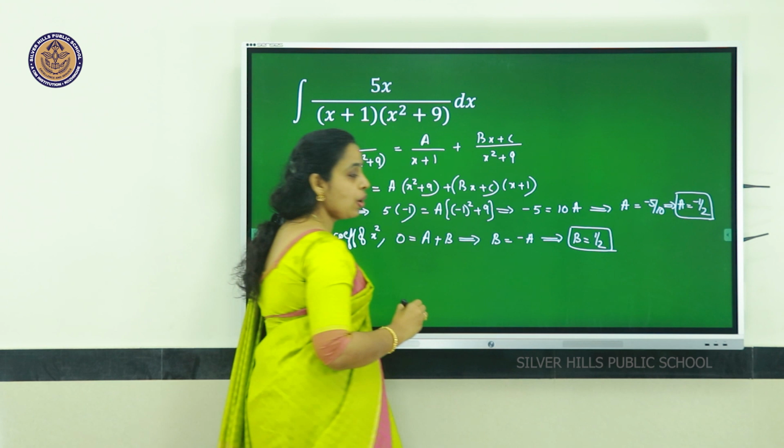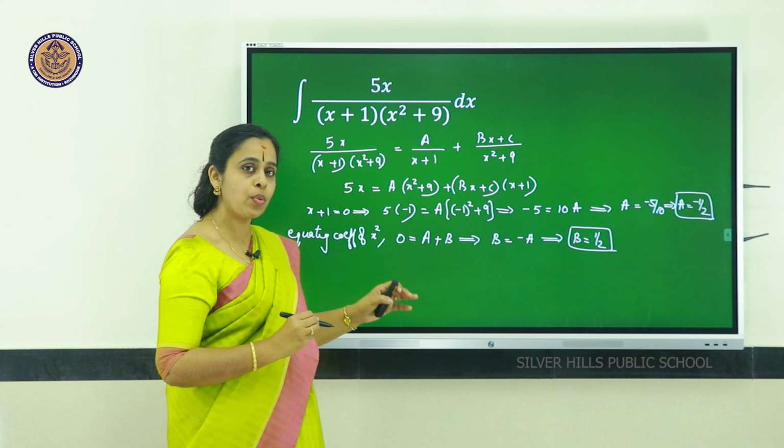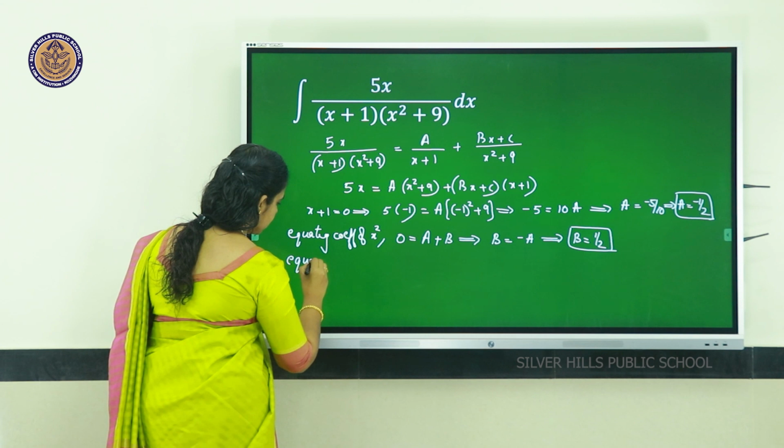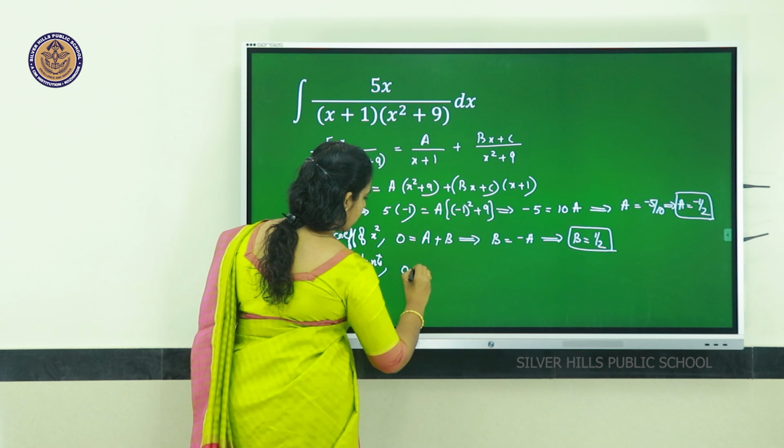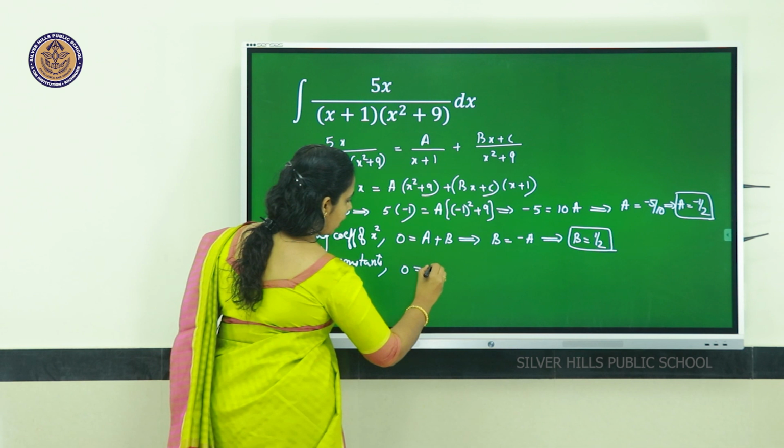Now, let us find the remaining c. For that, let us equate the constants on both sides. Equating constants on both sides. Here, the constant is 0. 0 equal to a into 9 will come, 9a is the constant in this term.